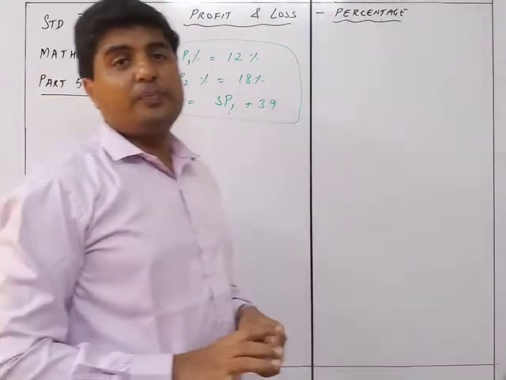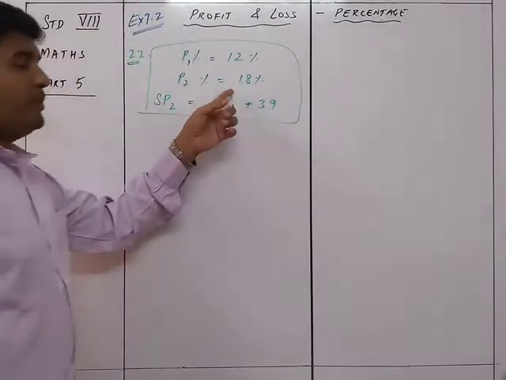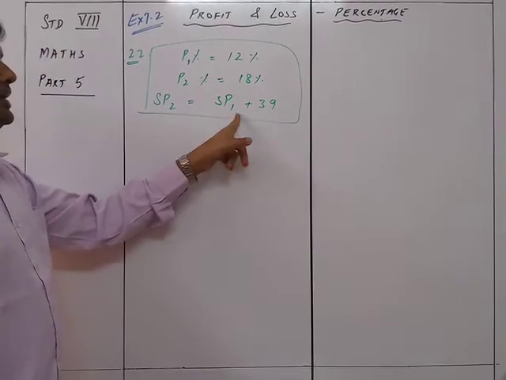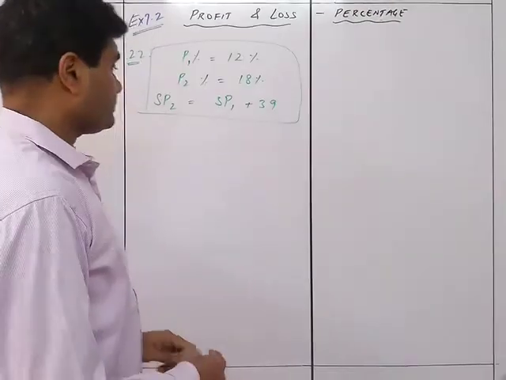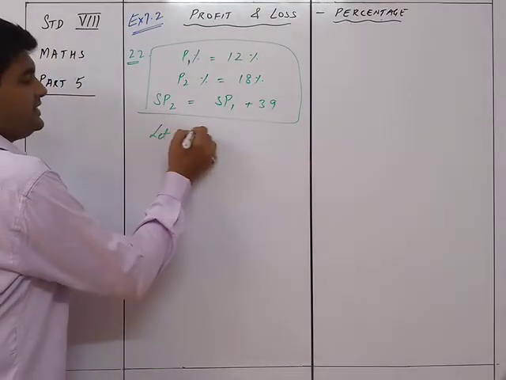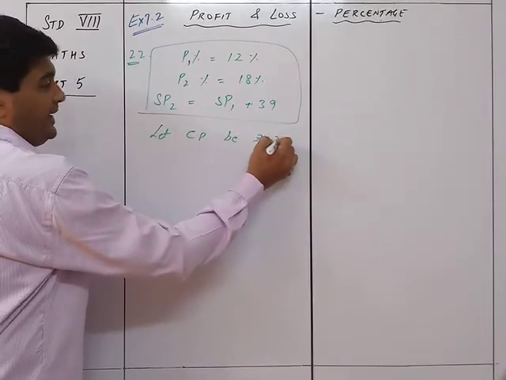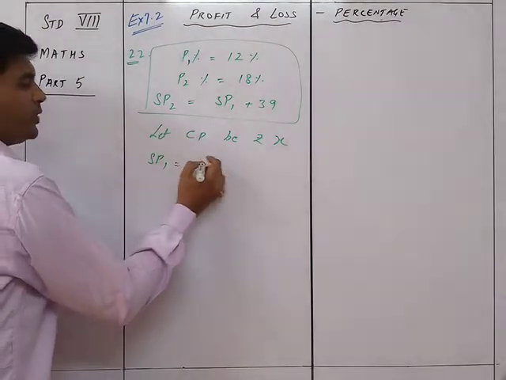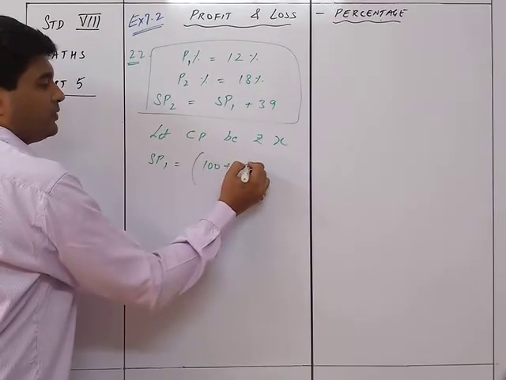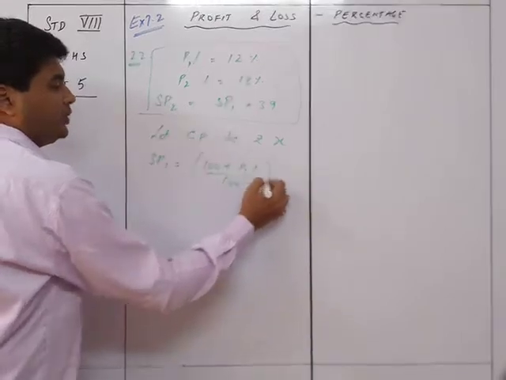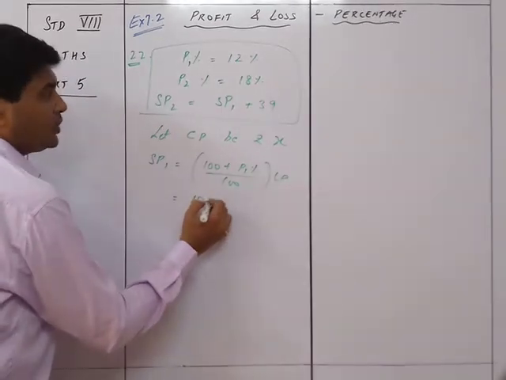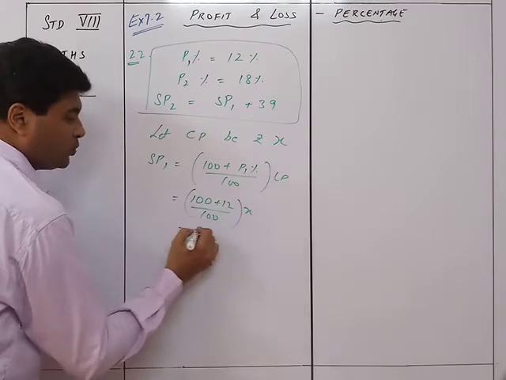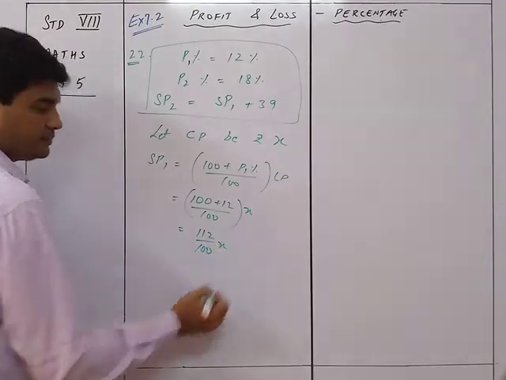First thing, the profit percent is 12%. Second thing, the profit percent in the second condition is 18%. And at that time, the selling price is 39 rupees more than the original selling price. So let CP be rupees X. Now the formula of SP1: SP1 will be equal to (100 plus P1%) upon 100 into CP. So that will be (100 plus 12) upon 100 into CP, which is X. So it is 112 upon 100 X.